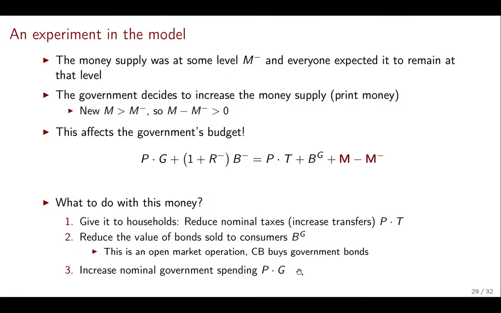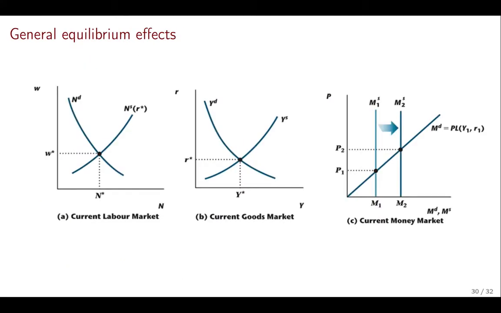And that's actually something called seigniorage, where the government can use money that they print in order to finance current nominal spending. So the question is, what's going to happen? The key here is that all these three options are affecting nominal variables. You can give more nominal transfers, you can reduce nominal debt, or you can increase nominal spending. The question is going to be what happens to the real variables. And the answer is, because money is neutral, nothing is going to happen.